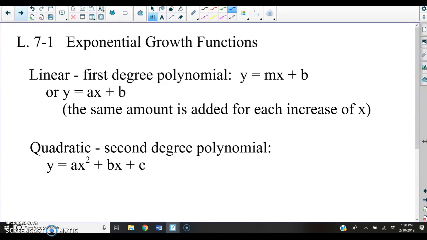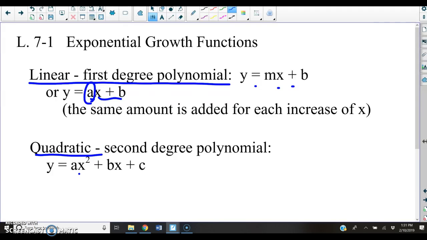We will compare them first with what we already know. A linear function is a first-degree polynomial. We've seen y equals mx plus b or y equals ax plus b, and the same amount is added for each increase in x. So if a, the slope, happens to be 4, you'd always be adding 4. When you increase x by 1, you'd add 4 to what you had before.